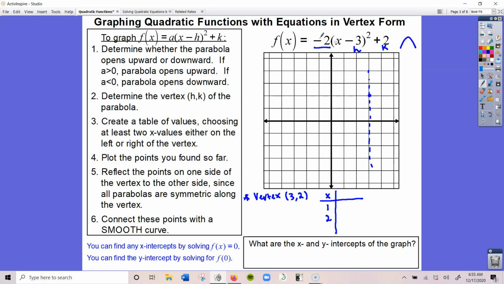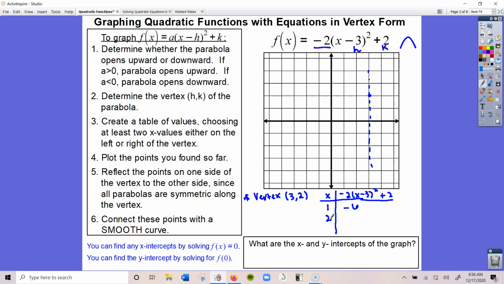And we're going to plug it into the function, negative 2 times (x minus 3) squared plus 2. If I plug in 1, 1 minus 3 is negative 2. Negative 2 squared is a positive 4. And positive 4 times negative 2 is negative 8. Negative 8 plus 2 is negative 6.